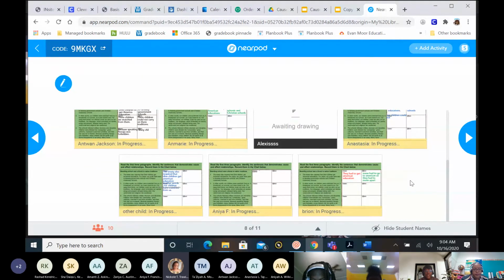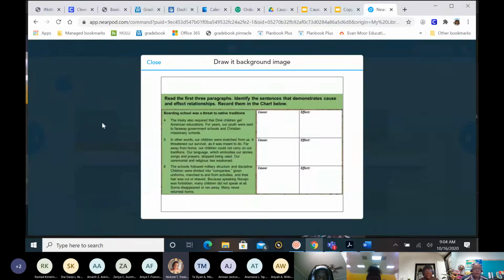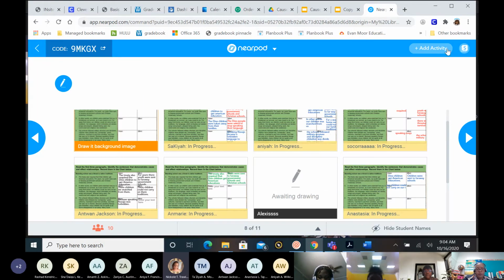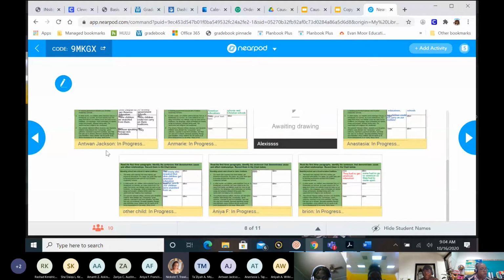So now we're going to question 5, and it says, in other words, our children were snatched from us. It threatened our survival as it was meant to do. Far away from home, our children could not carry on our tradition, our language, which embodies our stories, songs, and prayers, stopped being used. Our ceremonial and religious ties weakened. Can someone go ahead and give me their answer to cause and effect for that paragraph? Can I have volunteers or I'll have to go ahead and call on someone?